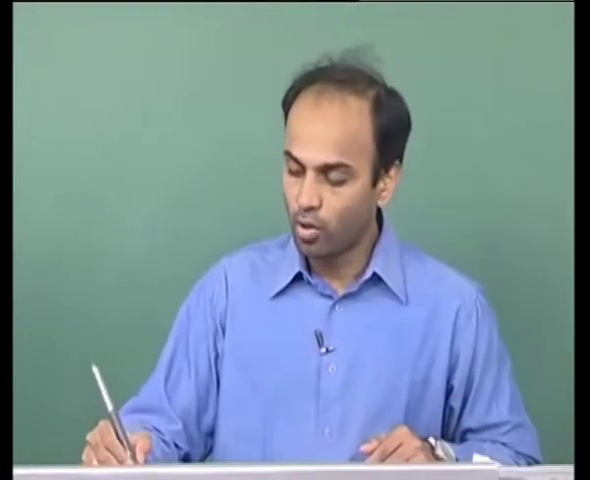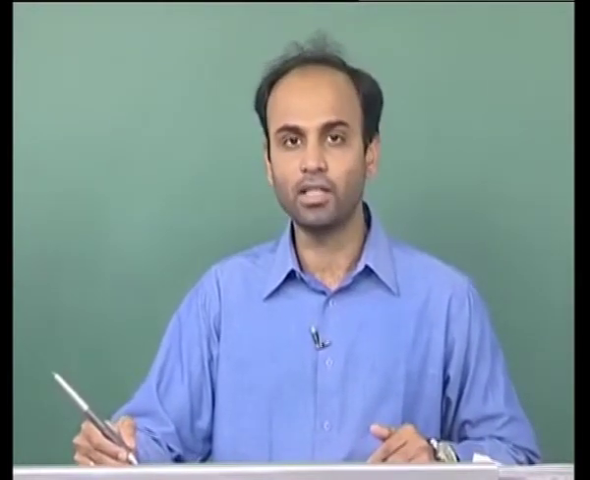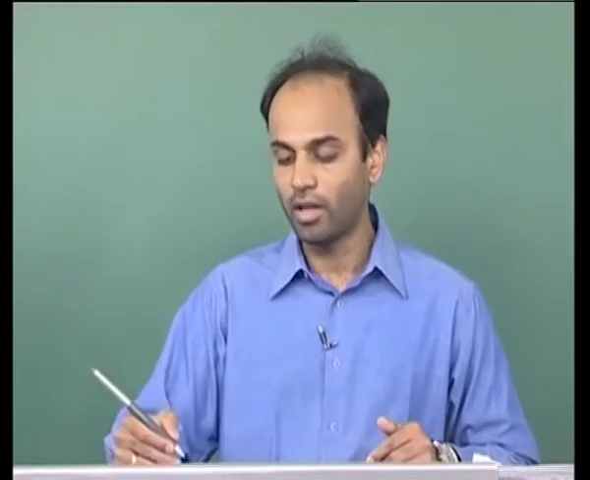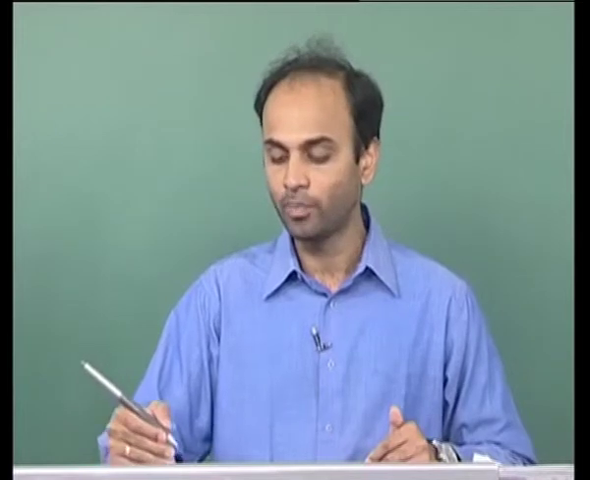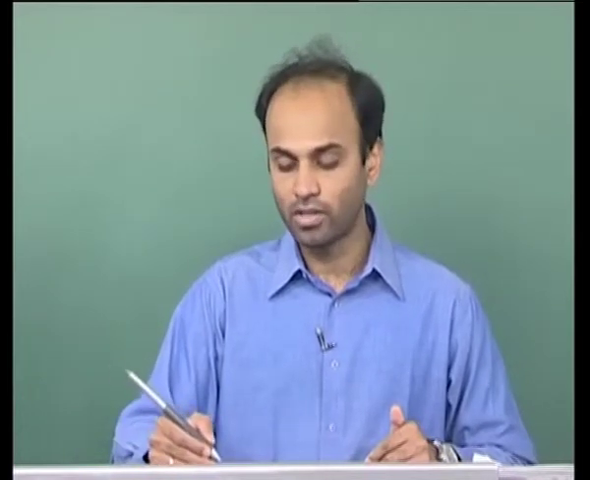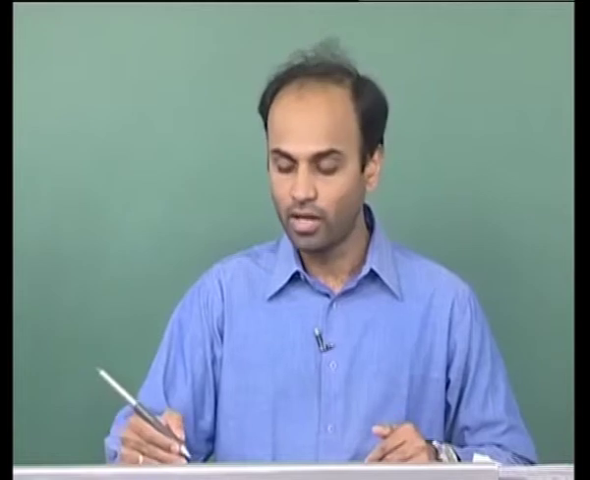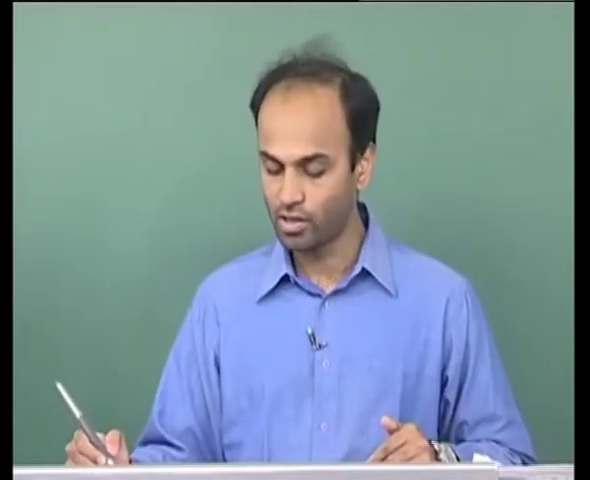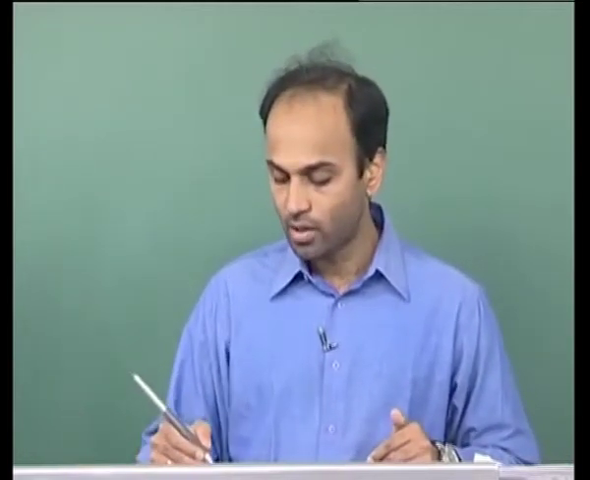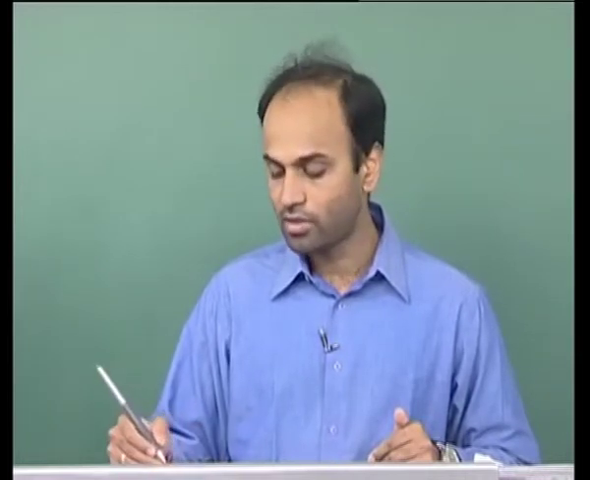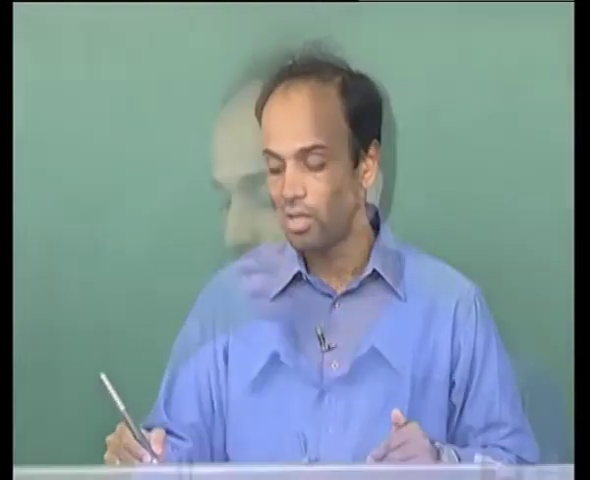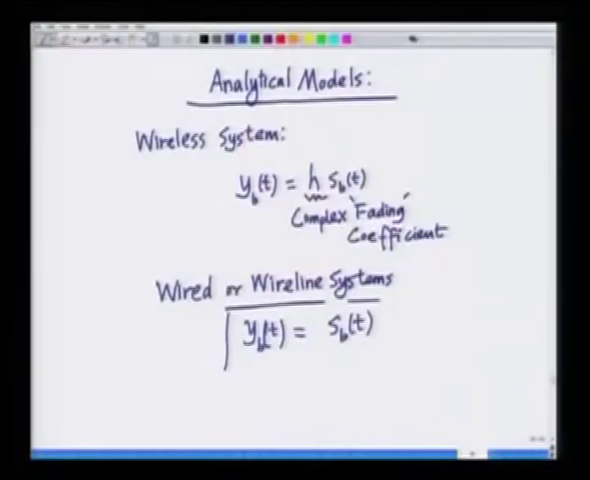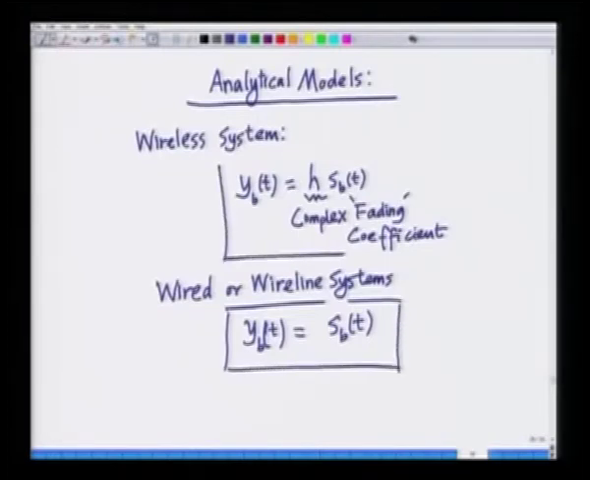Of course, in both cases there will be noise at the receiver, we will see the effect of this later, but if you look purely in terms of the signal, in a wireless system what you receive is h times s_b(t), where h is the complex flat fading coefficient, and in a wireline system y_b(t), or the received signal, is simply s_b(t), that is the transmitted signal. And this is a very important difference between wireless and wireline communication systems.